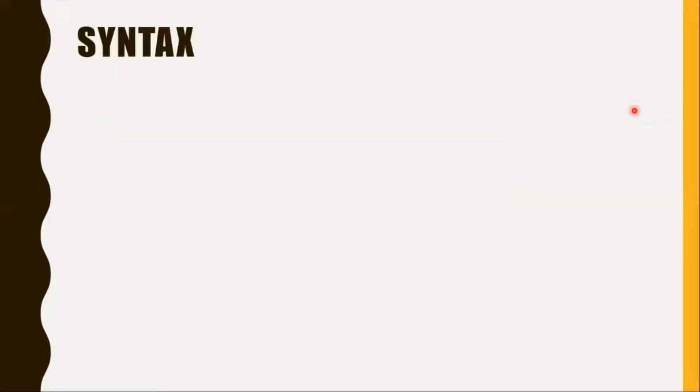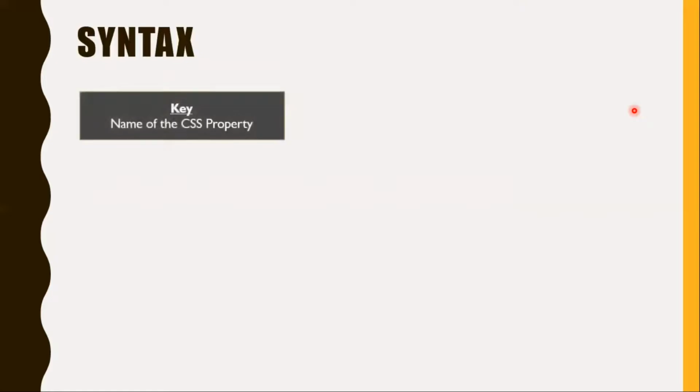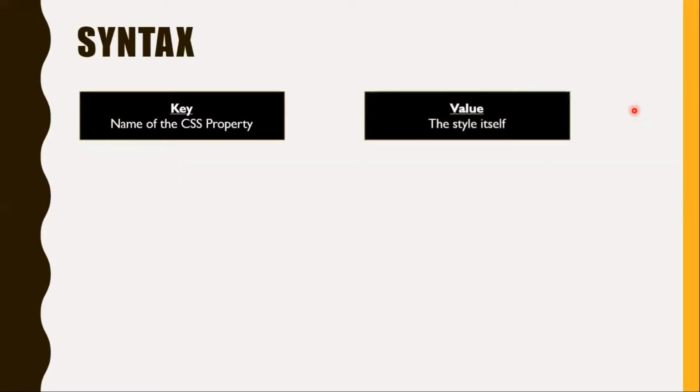Now, talking about the syntax, we define CSS styles on elements as a collection of key and value pairs. So there is a key, which is the name of the property you want to style, and then there is a value. The value is the style that you want to apply on the property. That is the value, the style itself.